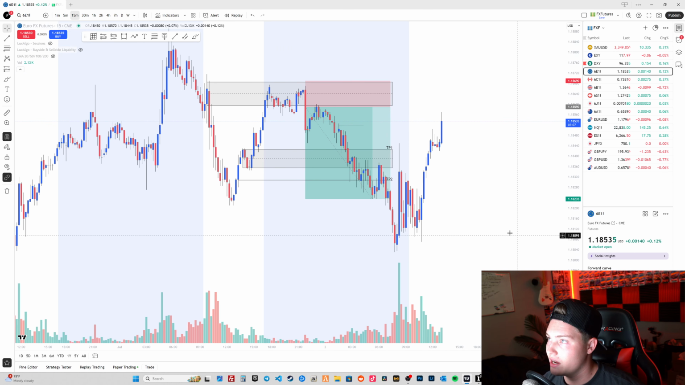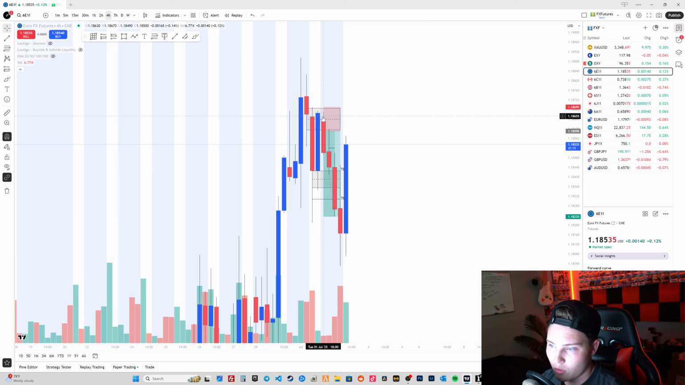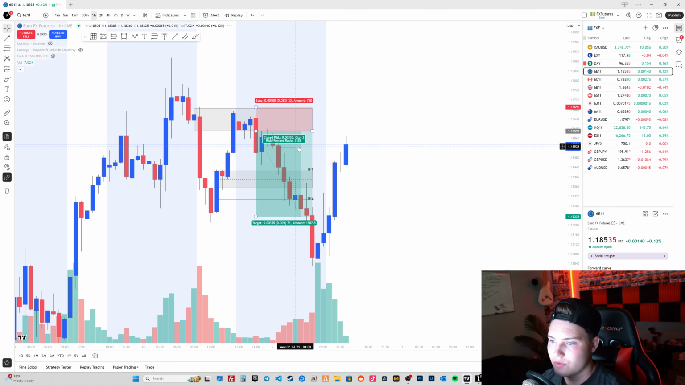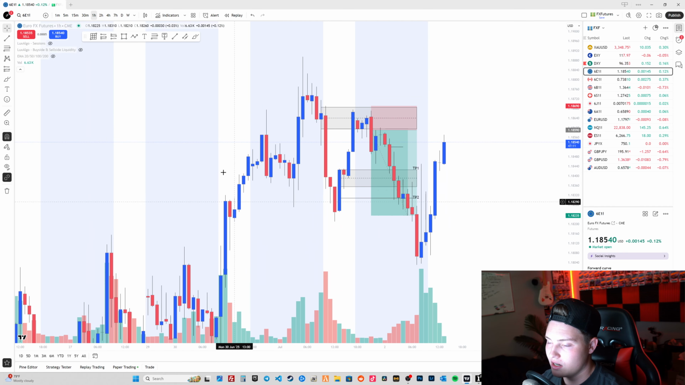Pretty sweet. What we had here, we'll start at the 4 hour. We had bearish structure. We had this 4 hour candle close below. We had a bullish engulfing candle, but quickly price said no to that. So we scaled down to a lower time frame.